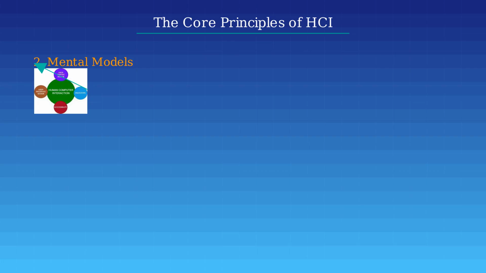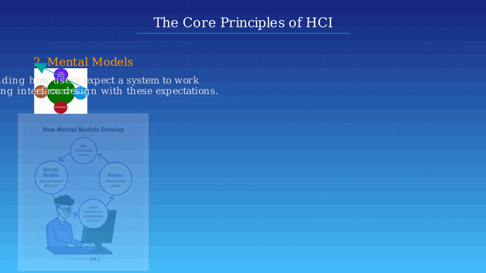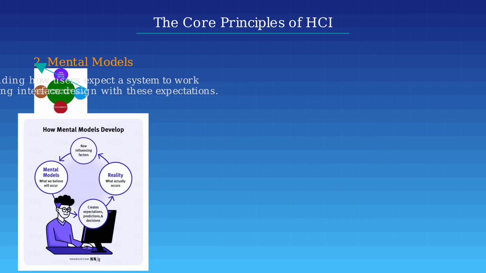The second principle focuses on mental models, which are the internal representations users have about how a system works. Mental models shape how users interact with interfaces. When a system's design matches users' mental models, it becomes more intuitive and easier to use.